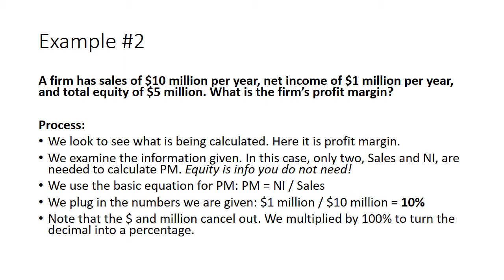Now that's a decimal. Typically, profit margin people talk about in terms of percentage. And so we need to multiply by 100% to turn that decimal into a percentage. Remember that multiplying by 1 does nothing, and 100% is, in essence, just 1. So this hasn't changed our value at all. It's just put it in a different format.